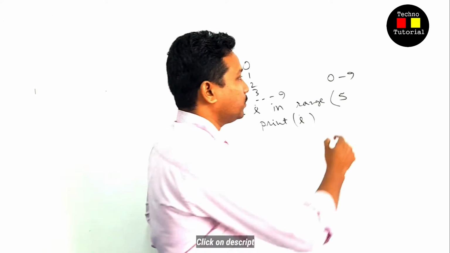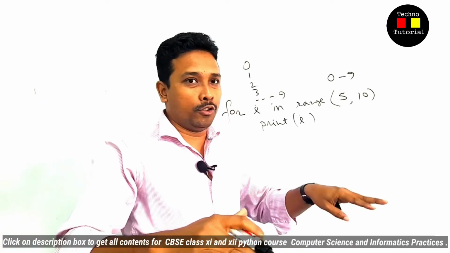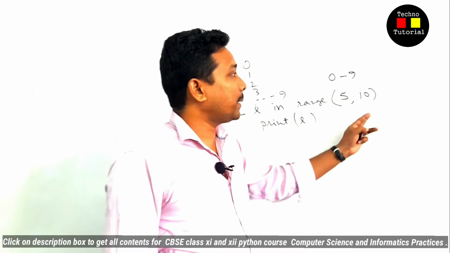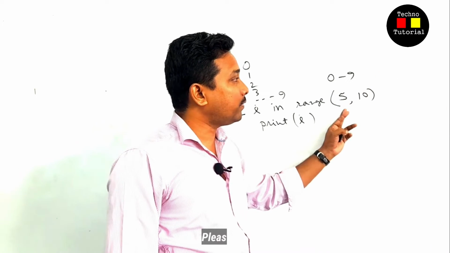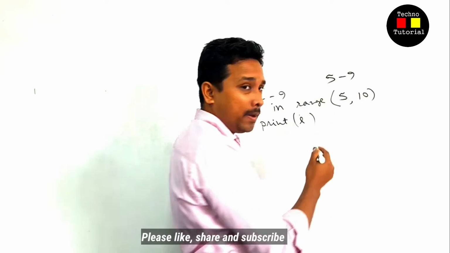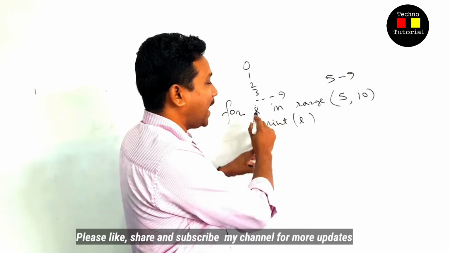Up to 9. So what to do? Give one comma here and give 10 here. 10 means automatically it will go to n minus 1. N minus 1 means 10 minus 1 is what? That is 9. So up to 9 automatically it will go, that means 5 to 9 it will go. The initial value you have given is 5, so it will start from 5. So what will it do at the time of display, the first value of i, what will you get there?